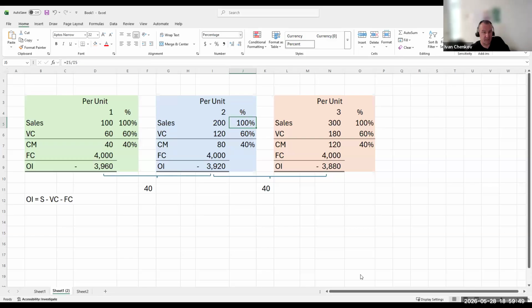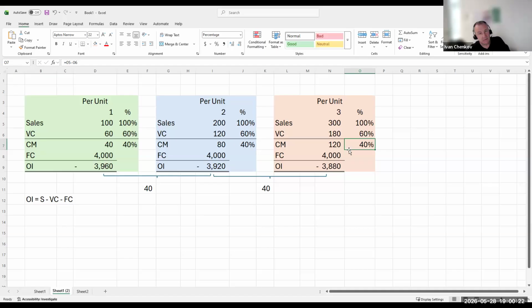Now, let's go and sell more units. What if I sell now 3 units? What's happened with my ratios? Well, my ratios are still the same, right? I'm still contributing. The sales are still 100%. Variable costs are still 60%. Contribution margin is still 40%.